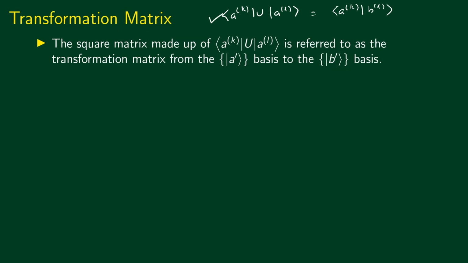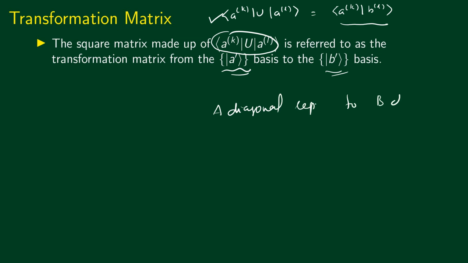So we have the transformation matrix with elements bra AK, ket BL. One is the row index, the other one will be the column index. Now the square matrix constructed like this is referred to as the transformation matrix from the ket A prime basis to the ket B prime basis. Or we can say from the A diagonal representation to the B diagonal representation. So we are going from a basis, a representation in which the matrix representation of A is diagonal, to another basis in which the matrix representation of B is diagonal.